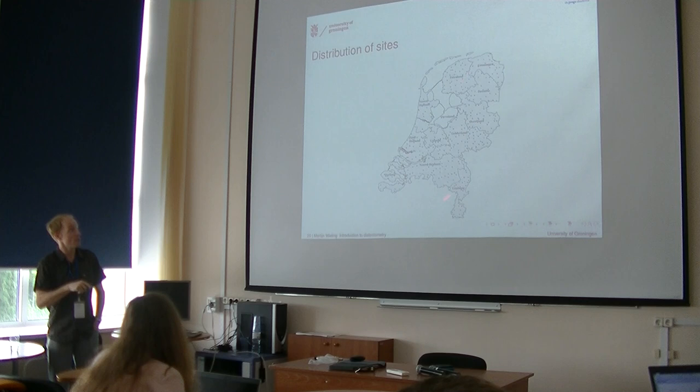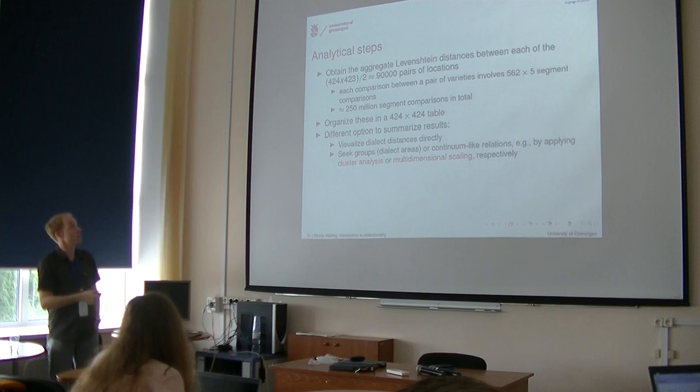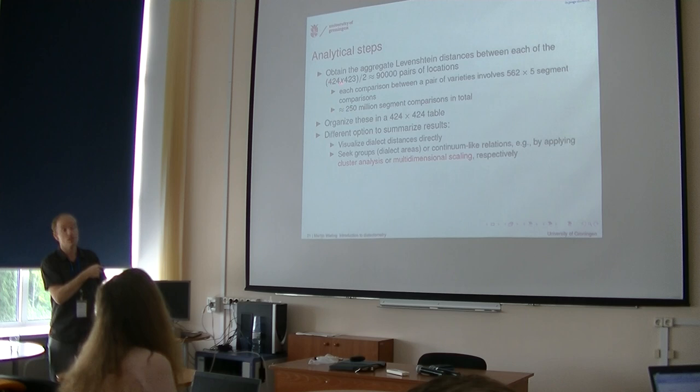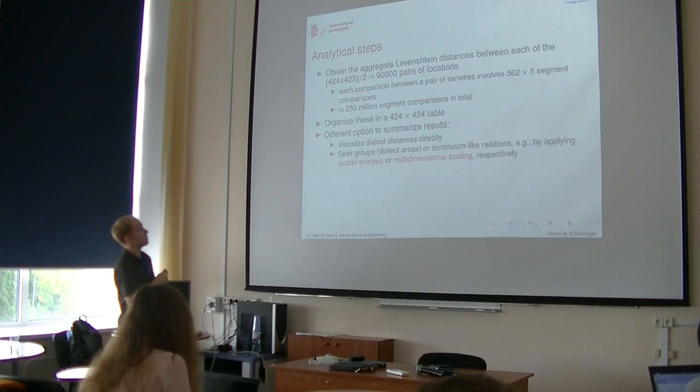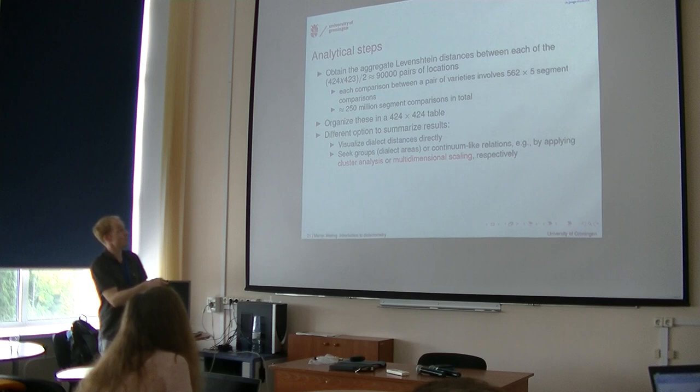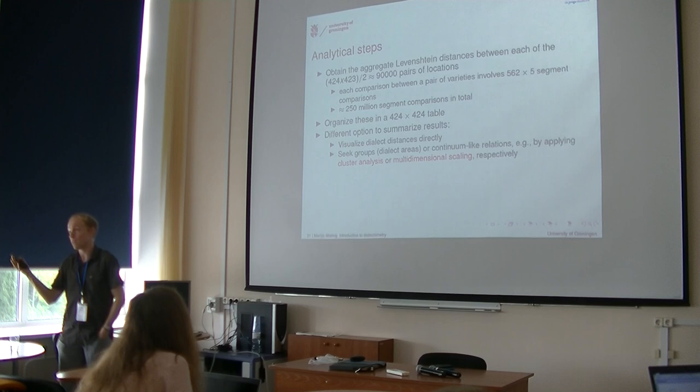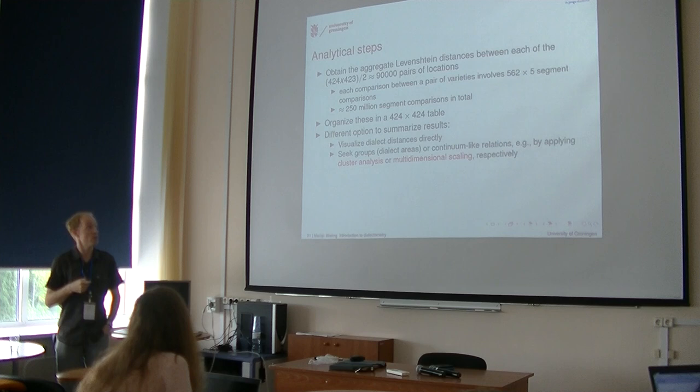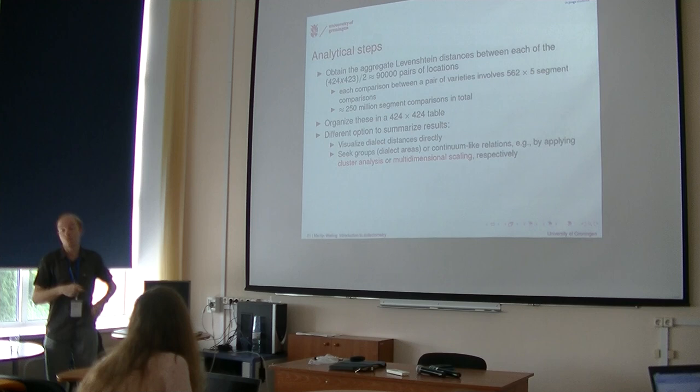Okay, so then sampling. The analytical steps are very similar to what we did. We obtain the aggregate Levenshtein distances between each of the locations, so that's 424 times 423 divided by 2, about 90,000 pairs of locations. Each comparison between a pair of varieties involves 562 words, times about 5 segments per word, so that's about 250 million segment comparisons in total, off by a factor of 2. So what we have is a 424 by 424 table of these linguistic differences.